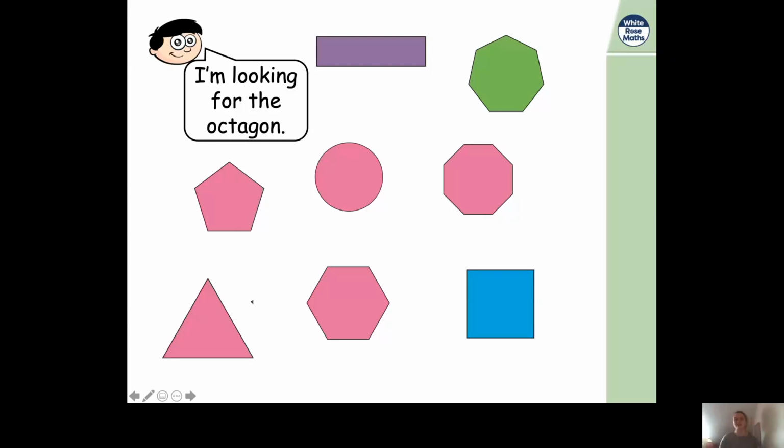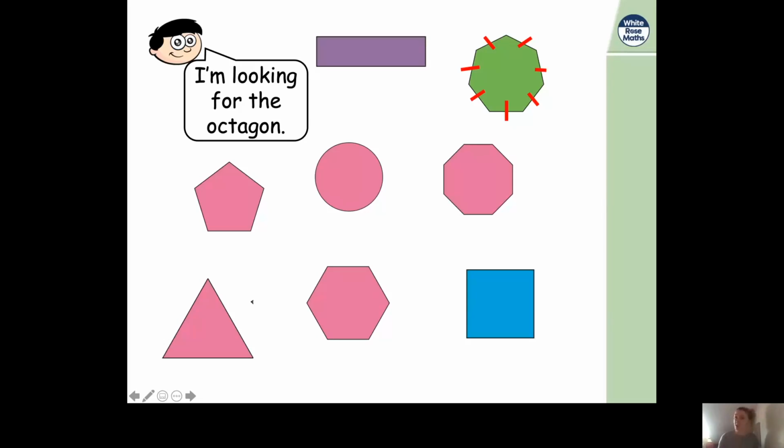Okay, year 2, so let's have a look. Well, we know that the two pink shapes that we've just looked at aren't octagons because one had 5 sides and one had 6 sides. So let's start with the shape at the top, the green shape. And we have 1 side, 2 sides, 3 sides, 4 sides, 5 sides, 6 sides, 7 sides. Oh, whoopsie daisy, we do not have 8 sides here, do we? We only have 7 sides, but we're looking for an octagon which has 8.